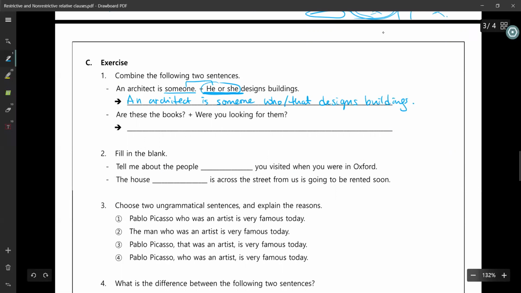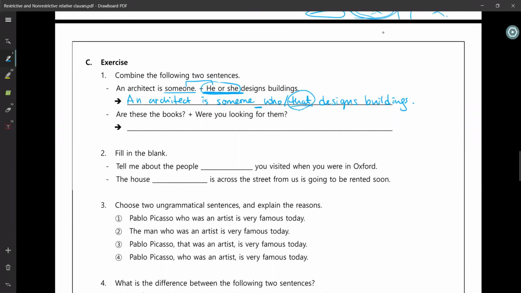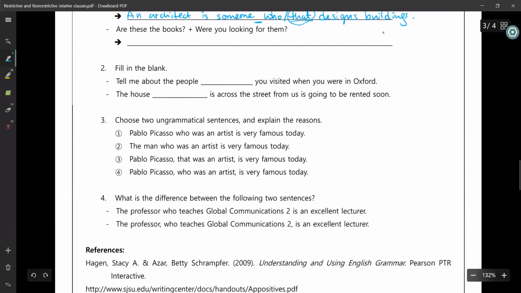Well, although it's a person, it's okay to use that, but not always. If this was extra information, then we couldn't have used the word that. But we know that this is absolutely necessary information to talk about an architect. Otherwise, we would just have to say an architect is someone. Dum dum, no meaning, right? So we definitely need this information. Okay. I'm gonna skip to the next part here, and this is very important.